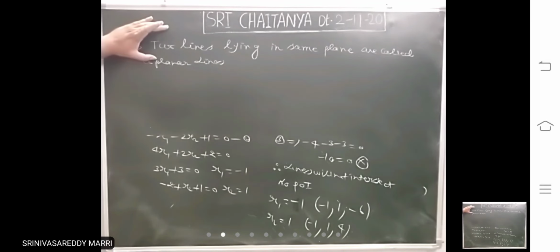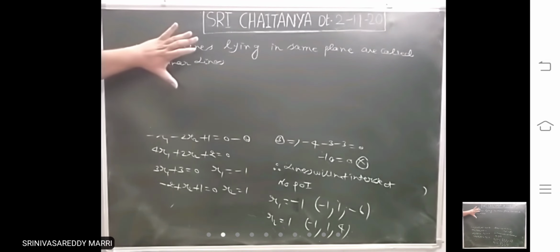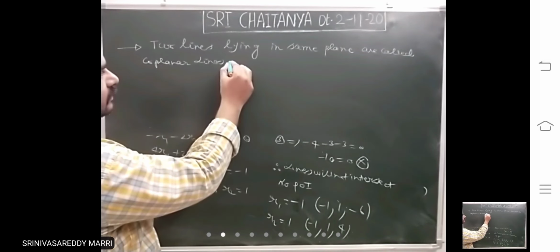Suppose two lines are there. Let us say they are lying in XY plane. That means both will lie in the same plane. They are called coplanar lines. Right?